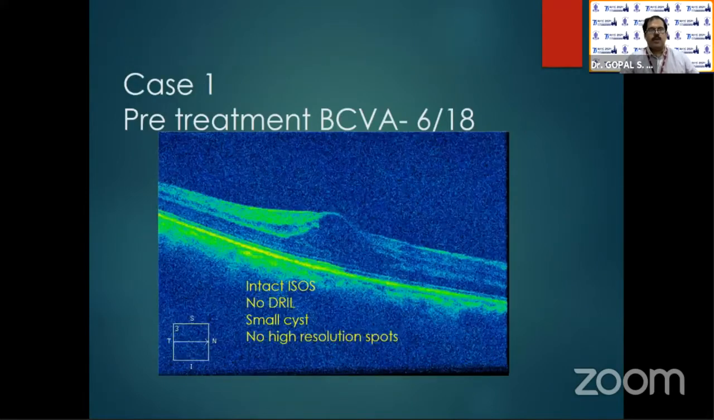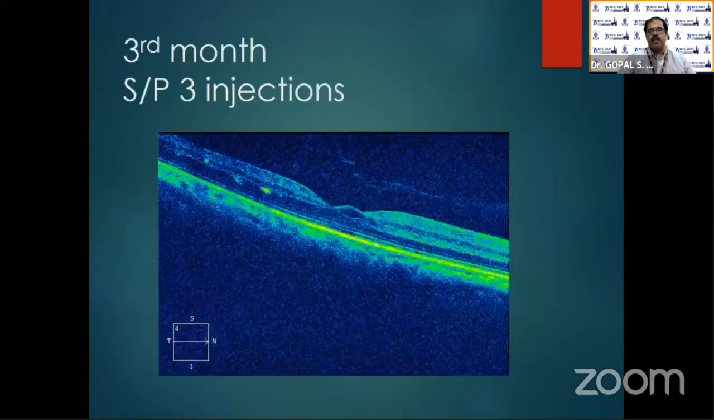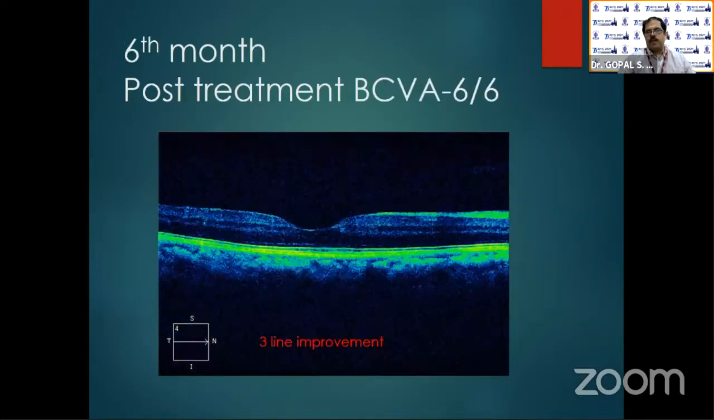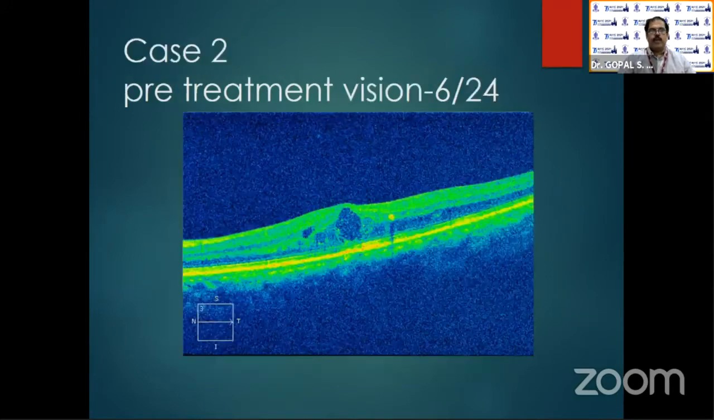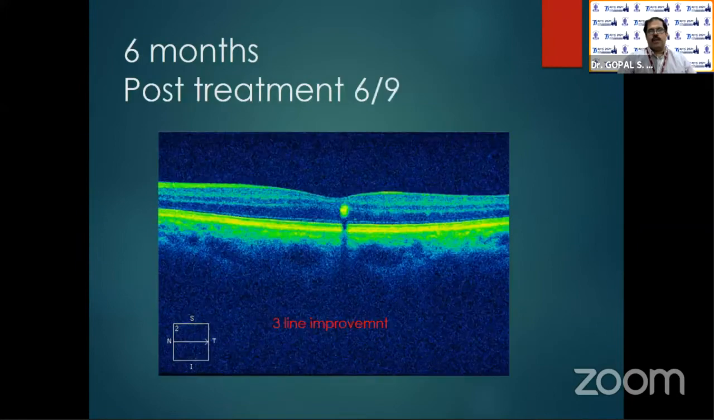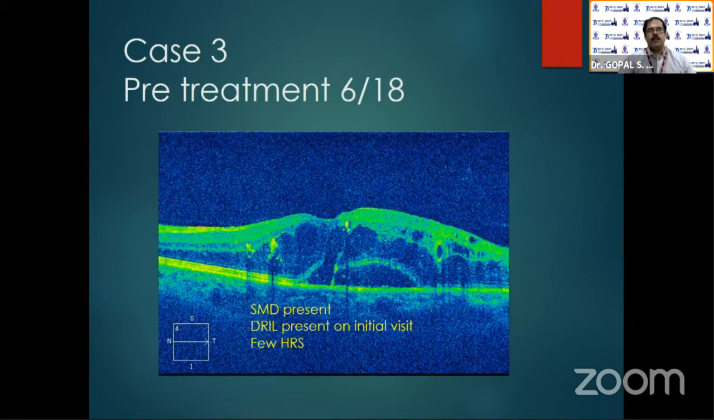Now let us come to some representative cases. This is another case in which an intact ISOS junction is there, no DRIL, small cyst, no high reflective spots. Visual acuity before treatment was 6/18, and after treatment it improved to 6/6, a 3-line improvement. Another case with pre-treatment vision of 6/24 with the cystoid space, intact ISOS, no DRIL, and no high reflective spots improved significantly. Even though there was a hard exudate right in the center, there was a 3-line improvement in vision.